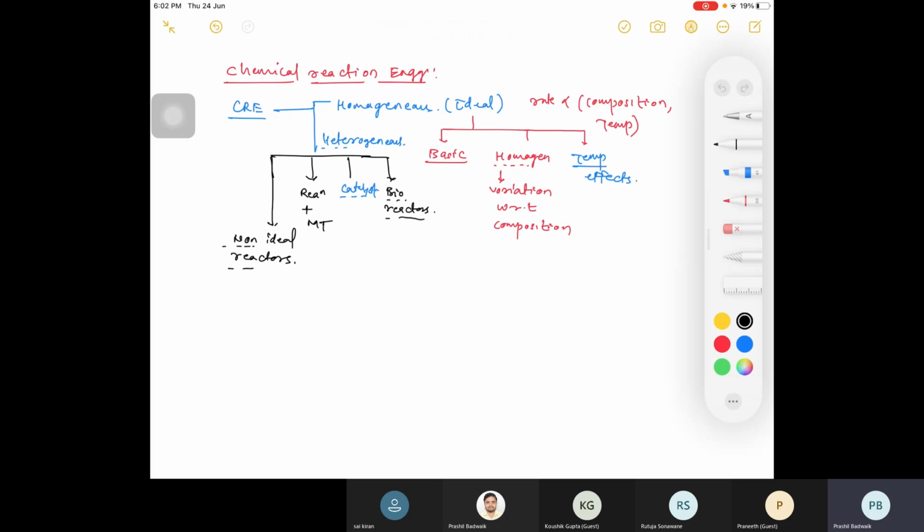Okay, so first I'll start with non-ideal reactors. From the GATE point of view, if I want to tell you, non-ideal reactors is your important portion. This question will definitely come on this. Then second is your reaction plus mass transfer, where you will come across different dimensionless numbers, okay, and how diffusion is there during reaction and all. So this is also an important portion. Then the catalyst portion, in comparison, is a bit lower.